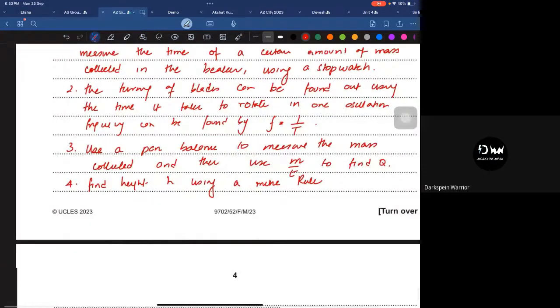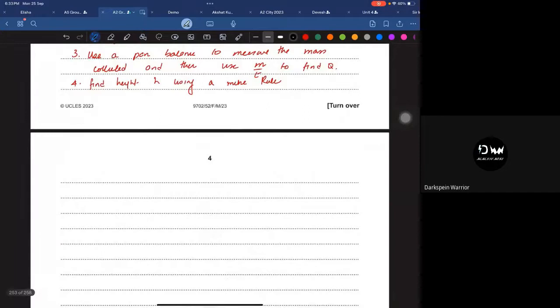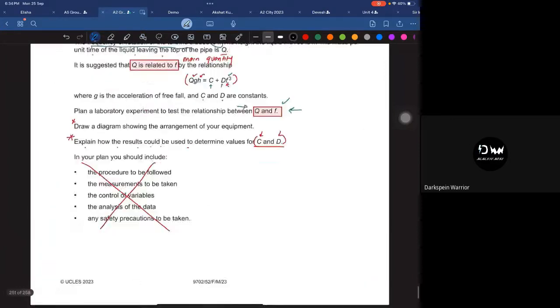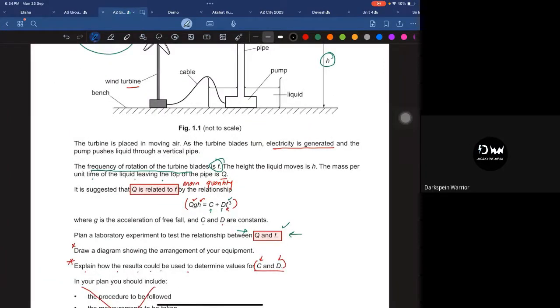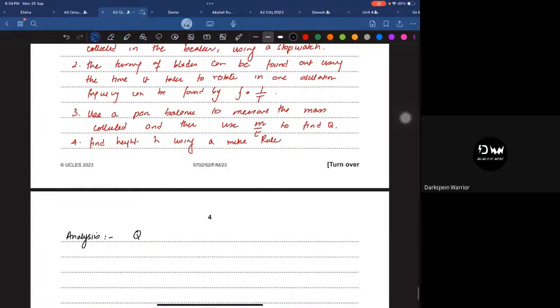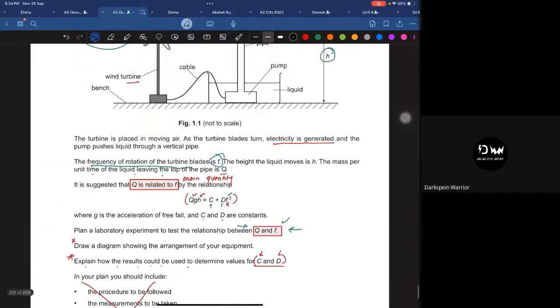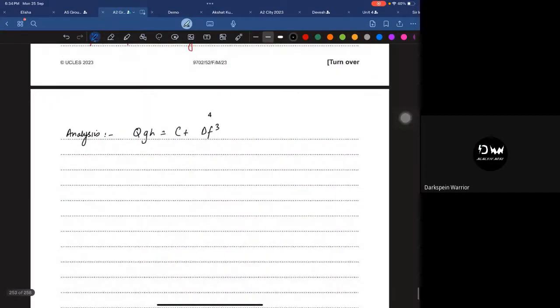Okay. Now comes the third part of this question, which is called analysis. So you're going to give the heading analysis, and see, I'm writing everything in points. Now, what is analysis? So first of all, you're going to rewrite that equation that they've given to you. The equation says Q = (C + DF³)/GH. So this is the equation.